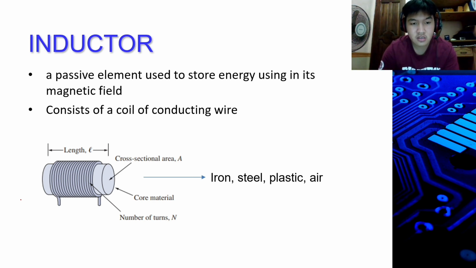So if we consider the construction of an inductor, it is a wire wound into a coil. So this is the core, which could be a different type of material: iron, steel, plastic, and air. And this is the number of turns, and the cross-sectional area, and also the length. Okay.